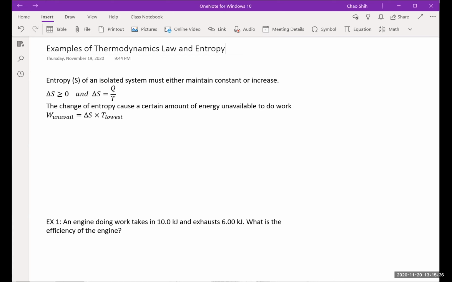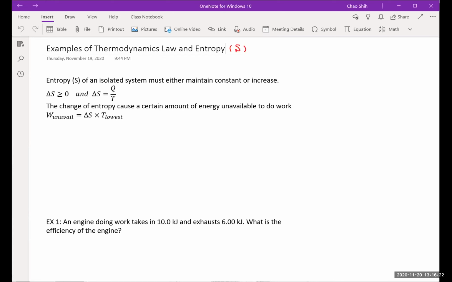Another way to look at the second law of thermodynamics is to use the idea called the entropy. The entropy over here, we use a symbol called S. This capital S represents the entropy. And the rule for the entropy based on the second thermodynamics law is that if you have an isolated system, then the entropy will either stay constant or it's going to increase.